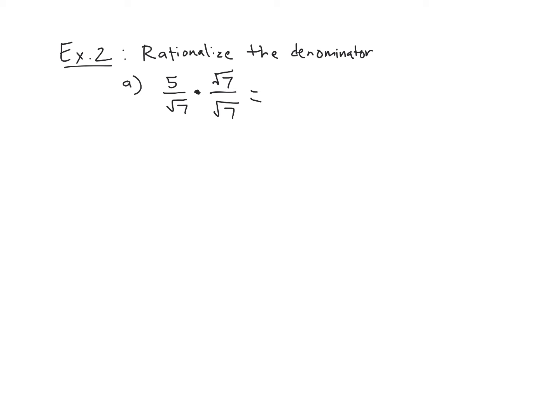So what I can do here is multiply across, so 5 times root 7 is just 5 root 7. And then in the bottom, root 7 times root 7 is root 7 squared, which would just be 7. And I'm left with 5 root 7 over 7. This looks more complicated, but it's actually the simplified form because I don't have a square root in the denominator. So if you ever have a square root in the denominator like that, where it's just one part like square root of 7, that's the way you're going to get rid of it.